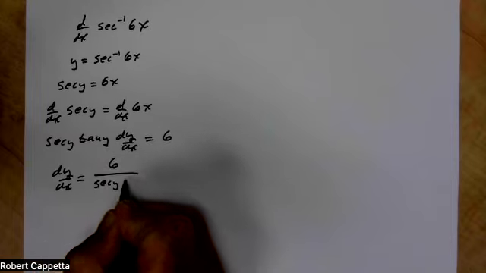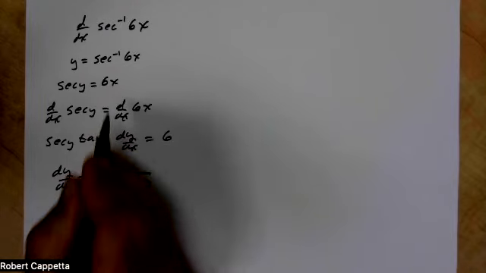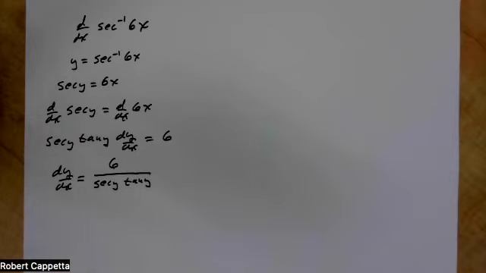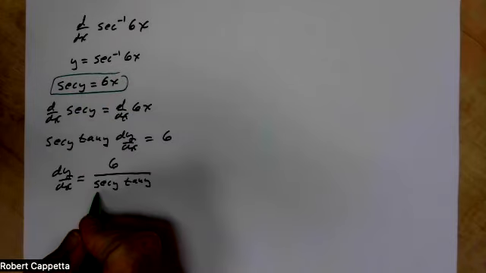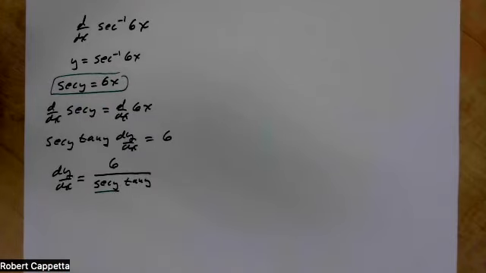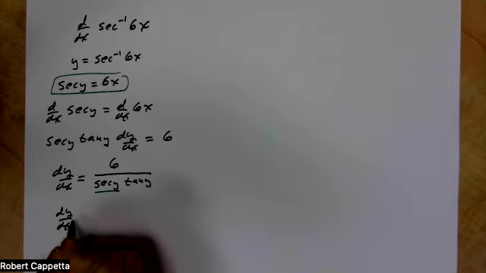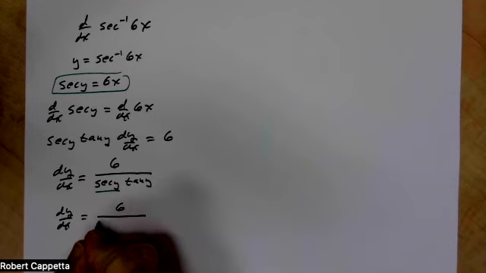And we're not finished. We need to determine what secant y and tangent y are in terms of x. Now we know secant y is 6x, so we can make that substitution right away. Again, notice secant y is 6x. So we have secant y here, so we can go to our next line and say dy dx is 6 over 6x tangent y.